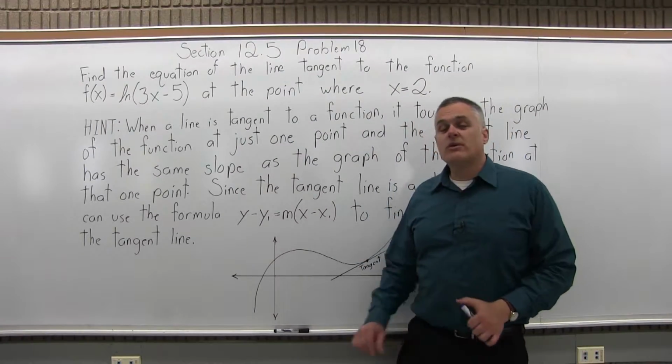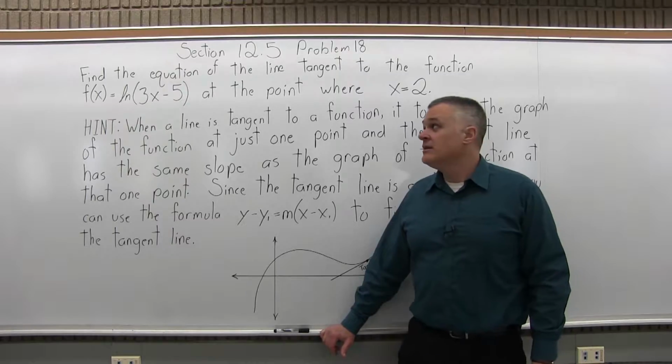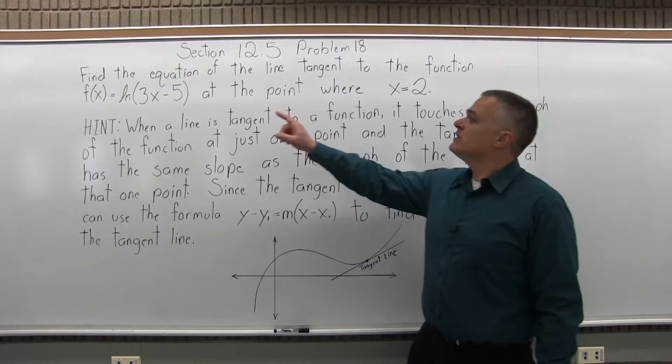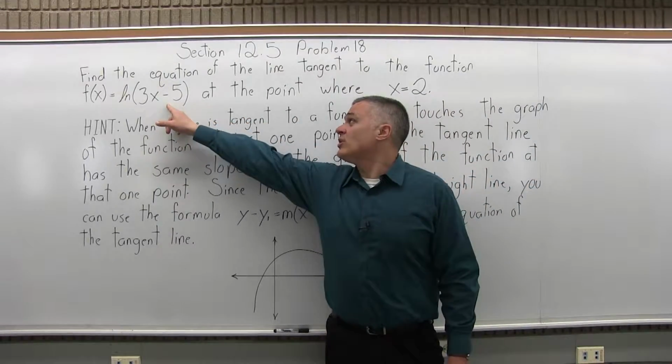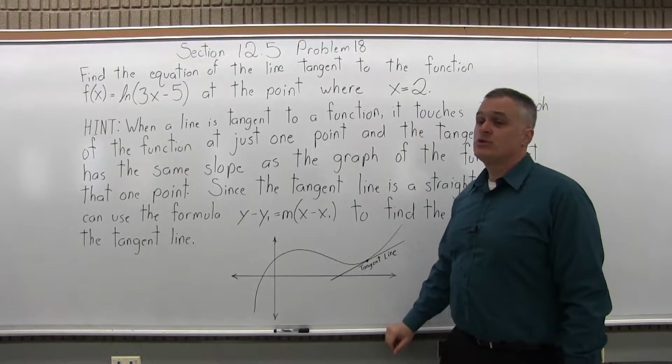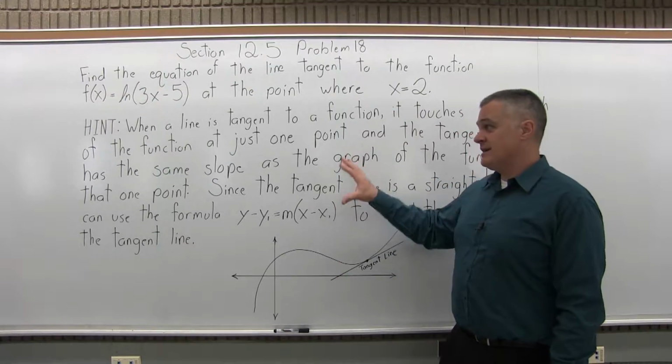This is Section 12.5, Problem number 18. It says, find the equation of the line tangent to the function f of x equals the natural log of 3x minus 5 at the point where x equals 2. And there's a hint that goes with that.